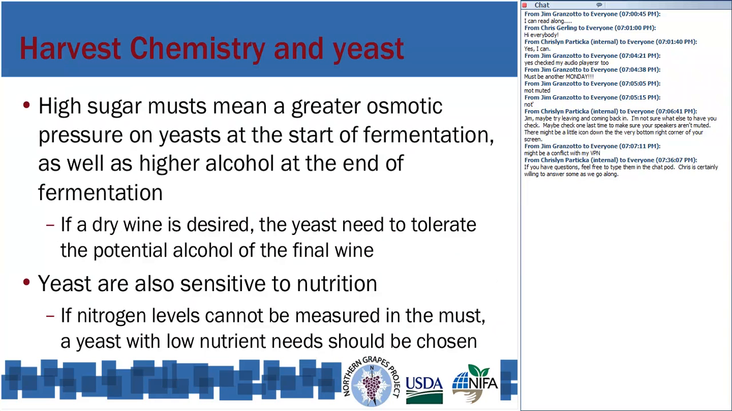And you also need to make sure that your yeast is going to tolerate the potential alcohol of your final wine. So if you have 26 Brix, that's going to be at least 15% alcohol or close to 15% alcohol. So you want to make sure that your yeast are going to tolerate that. And then also yeast are going to be really sensitive to nutritional factors. So if you don't have the ability to measure the nitrogen levels in your must, you should maybe steer away from yeast that have high nutrient needs.